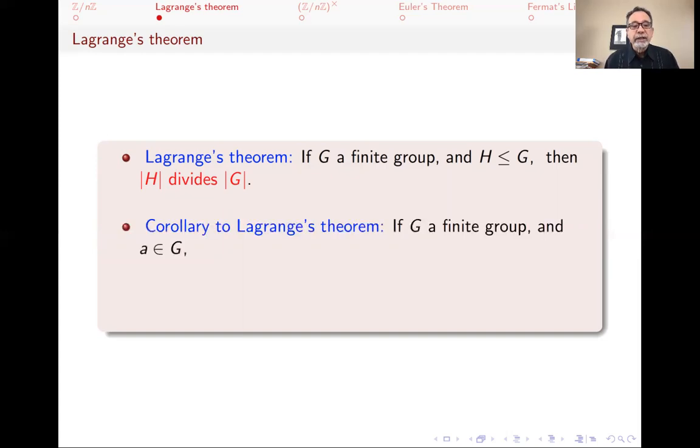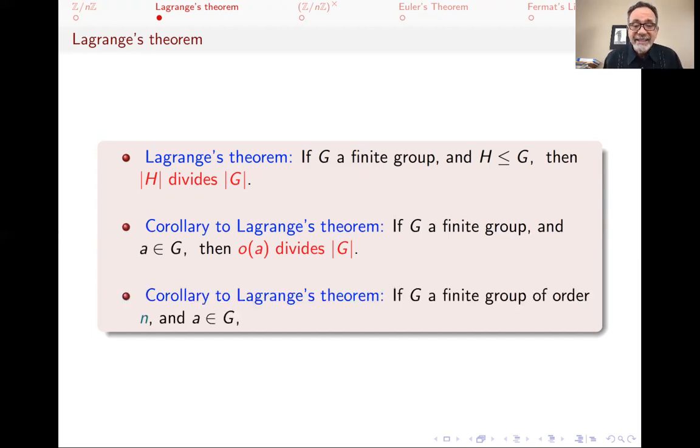Okay, so what? Well, a corollary to that is that if you take an element of a group, its order divides the order of the group. The reason is that if you take that element and look at the cyclic subgroup generated by it, that cyclic subgroup is a subgroup of the whole group, and so its order divides the order of the group. But the order of the cyclic group generated by an element is the order of that element, the order of an element being the first time that you get identity when you raise it to powers. So the order of every element divides the order of the group.